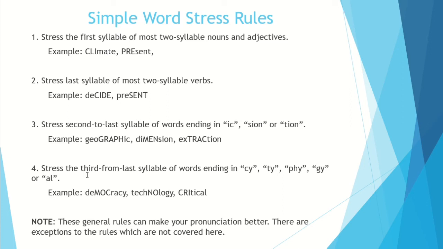And the last rule states that words ending in CY, TY, PHY, GY or AL would have stress on the third last syllable. For example, if we see the word democracy, it is a four-syllable word, democracy. And the stress here is on the third last syllable. So we say it as democracy, technology, critical.